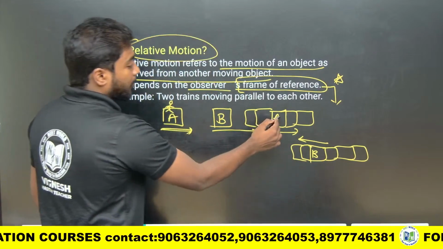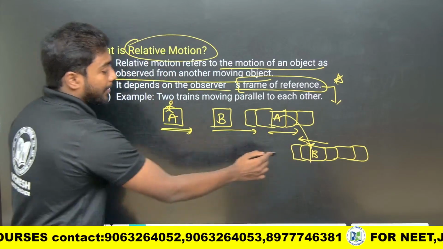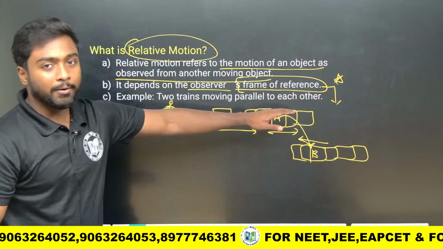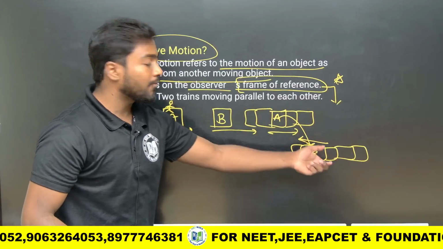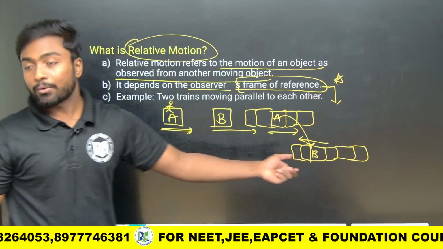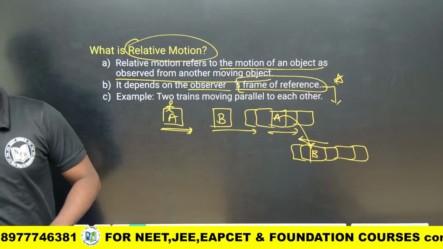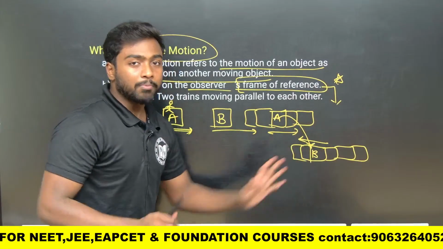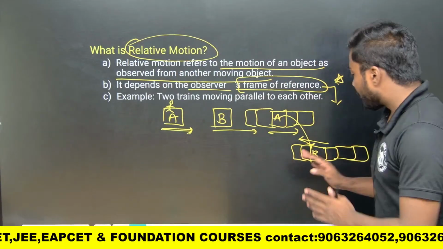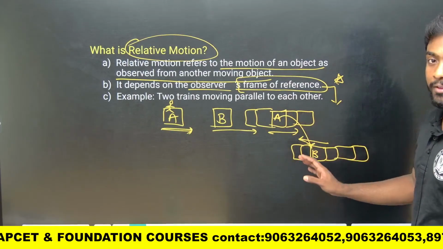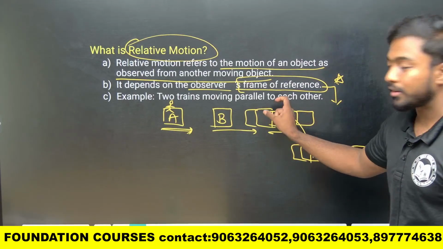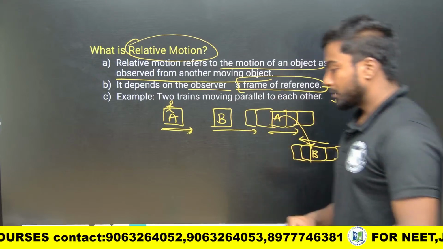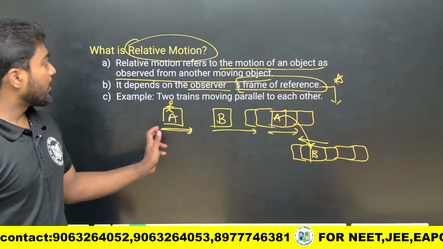So this person is watching this person and they are asking what is the velocity of the person B with respect to A. A is the person watching B and you want to find the velocity of B. Then what will you say? Velocity of B with respect to A. Suppose B is the person watching A and needs to calculate the velocity of A. You will say velocity of A with respect to B. That's what relative motion is.